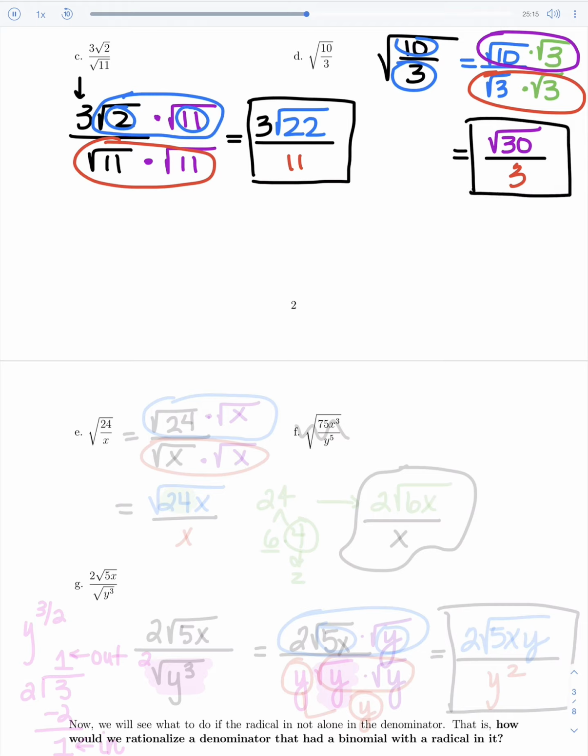And again, we don't have a square root in the denominator, so we are good, and the 30 doesn't break down, so there really is nothing else I can do.